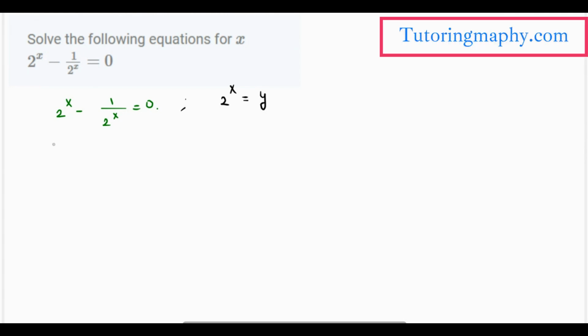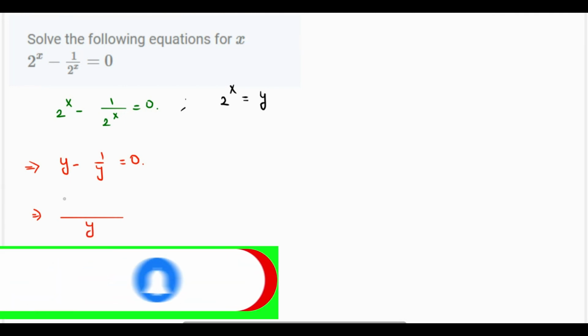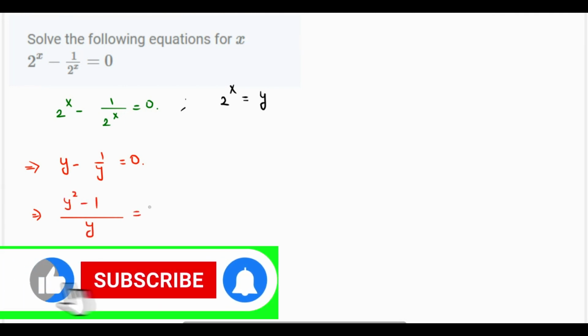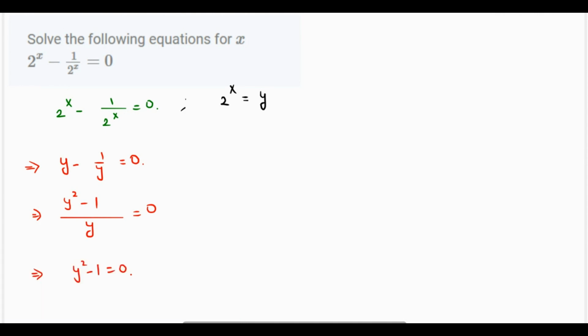The benefit from this is we no longer have to deal with the exponent, and we can easily deal with just a variable y, which is easier to evaluate. So we have y minus 1 over y is equal to 0, and y will be the common denominator, which means that y square minus 1 will come on top, and this is equal to 0. And if y square minus 1 over y is 0, this means that the numerator must be 0, so y square minus 1 must be equal to 0.